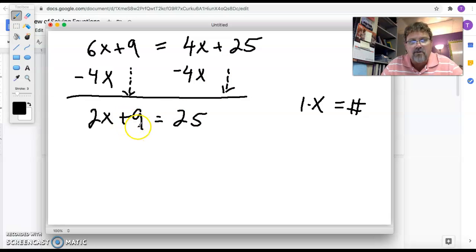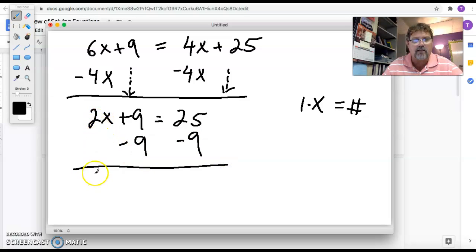All right, now the next move here, some people say divide. Well, no, you want to get this isolated by itself. Division will be your last step, right? And the next move is to subtract 9 from both sides. Bring down your 2x. He's still in the game. I'm just bringing it down. Combine it. That's 0. I don't think we need to write a 0 there. 25 minus 9 is 16.